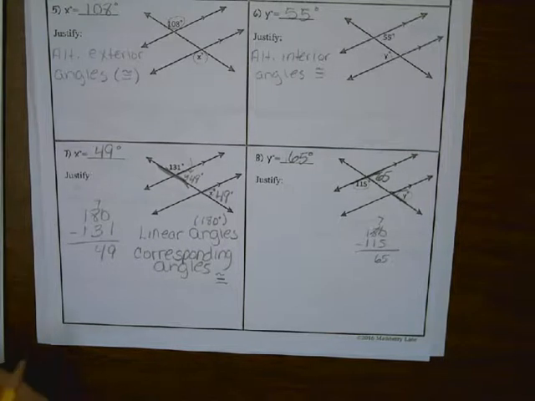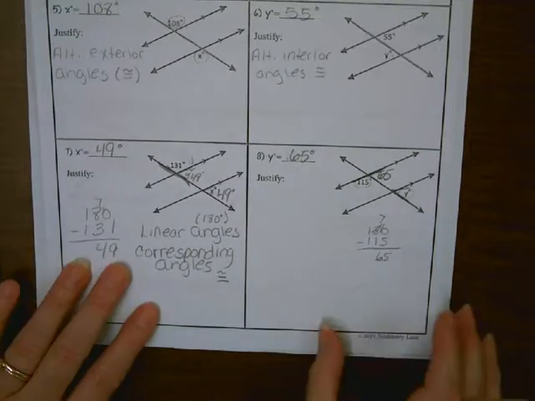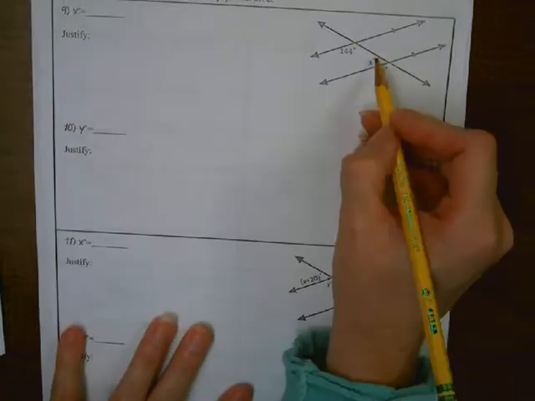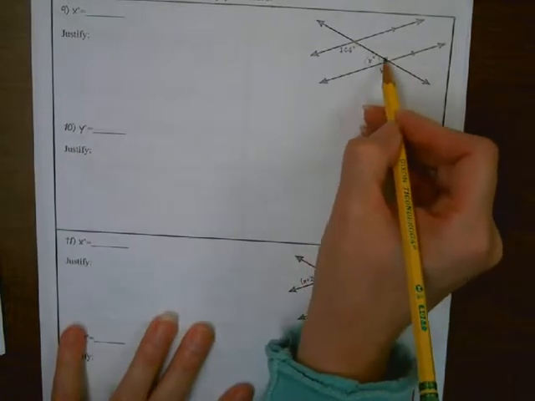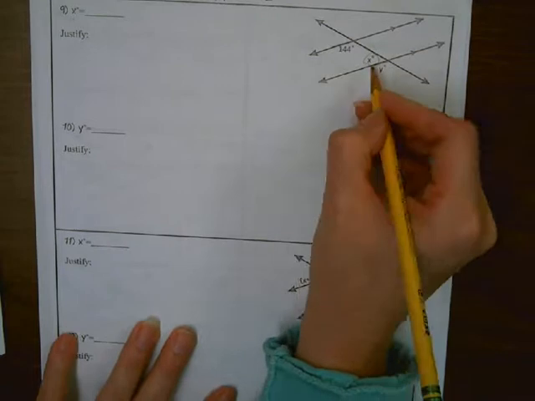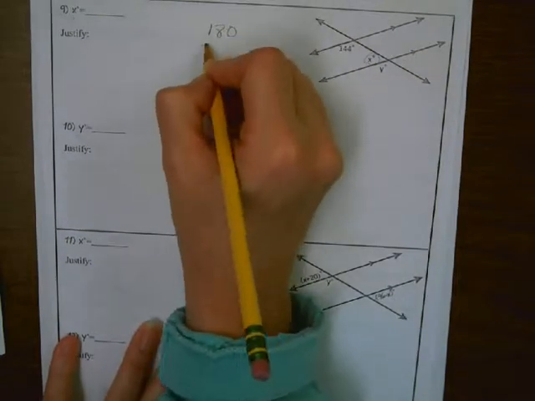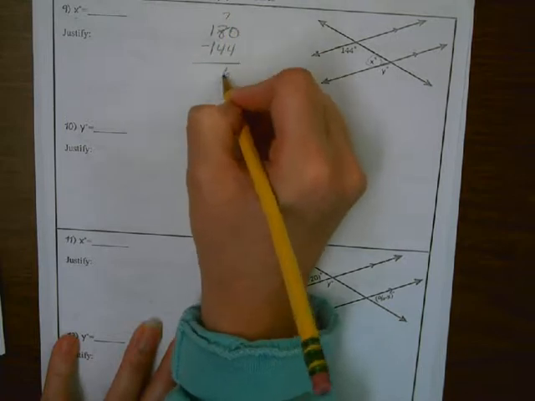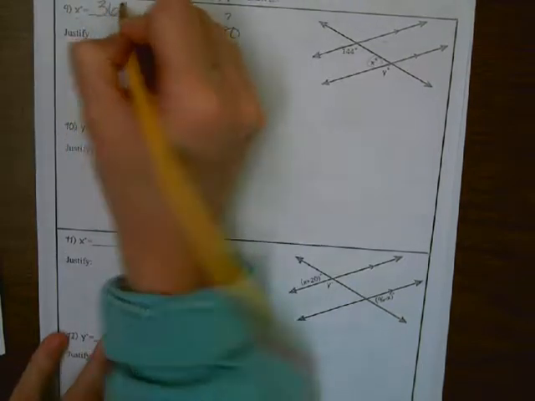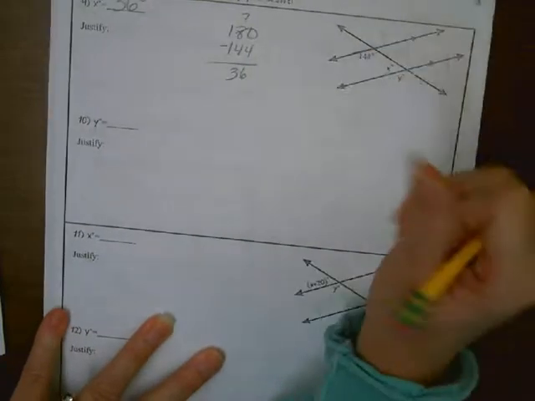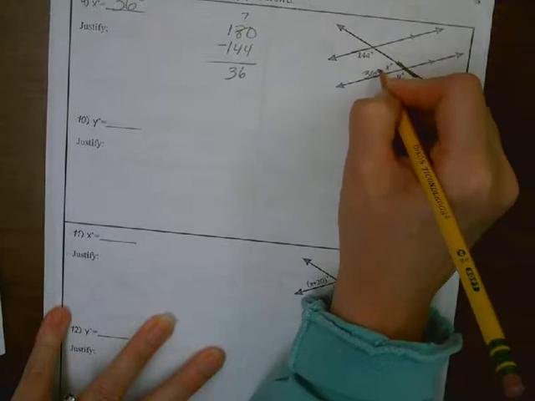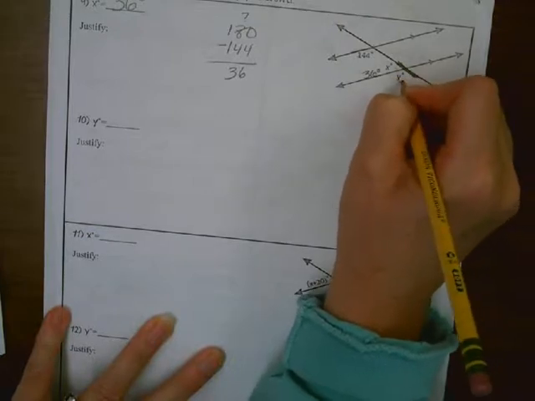All right, turn the page. Oh, we have 4 problems, sorry. All right, so measure of angle X. All right. So we know that that has to equal 180 minus 144. So angle X is 36 degrees. And that lays on a flat line. And so that has to equal 180.